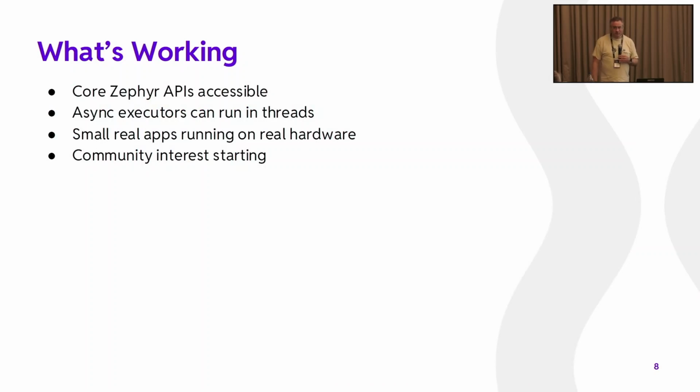So what actually works at this point? The core Zephyr APIs are accessible, what I talked about before. Async executors can run in threads, and there's small, real apps that are running on real hardware. And there's a lot of community interest growing. I think I've received 3 pull requests this week while I'm here, so that's always a good sign.